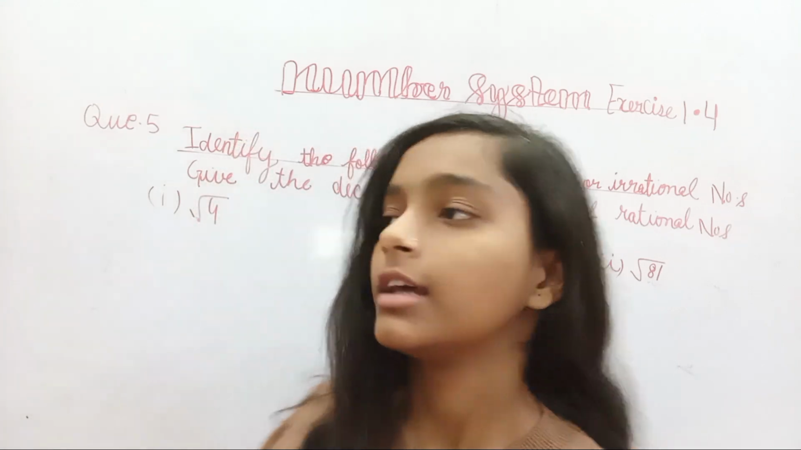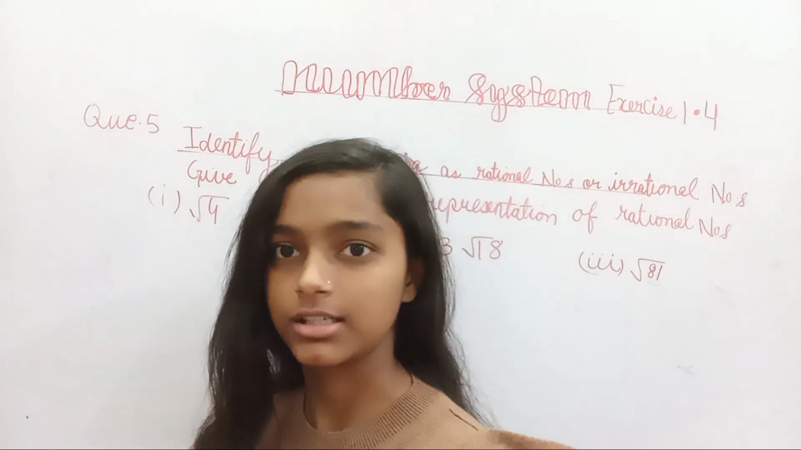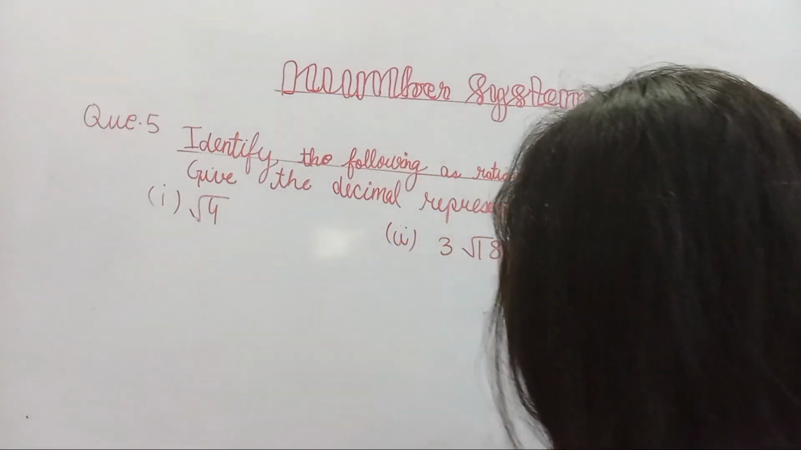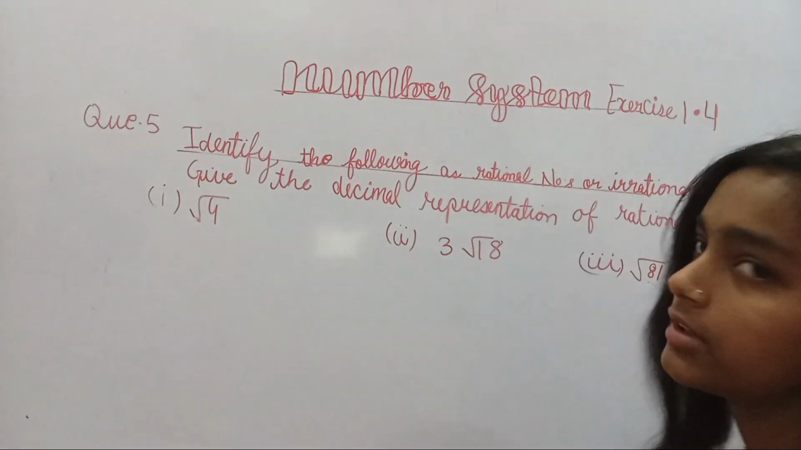Today we'll be doing the last question of the last exercise of the first chapter, which is number system. So let's get into this. What is the question? The question is: identify the following as rational numbers or irrational numbers. Give the decimal representation of the rational numbers.